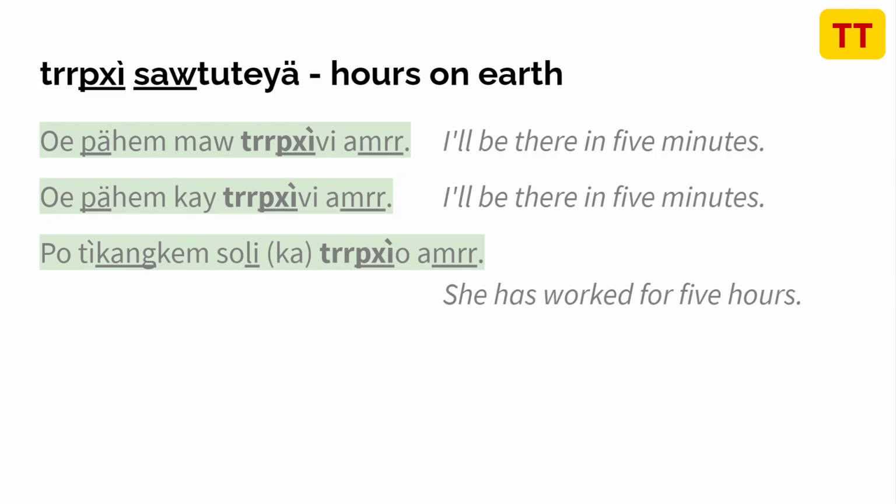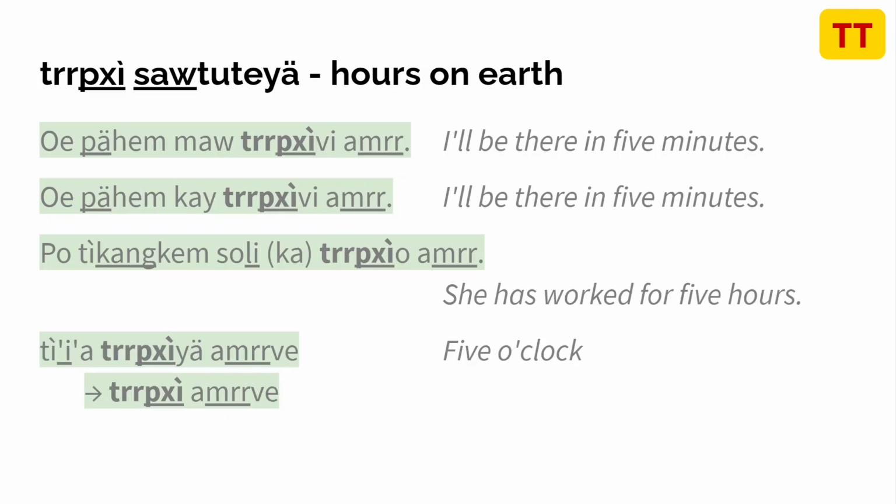Po te kankem soli trpeo amr. Or po te kankem soli ka trpeo amr. She has worked for 5 hours, so here we use exactly the same as we learned before with the o, and then optionally the adposition ka to indicate a duration of time.